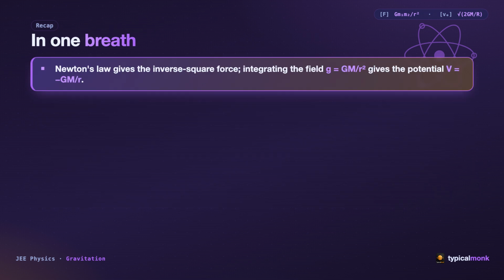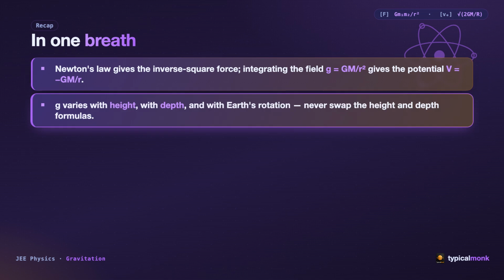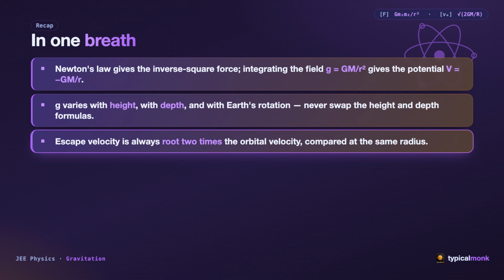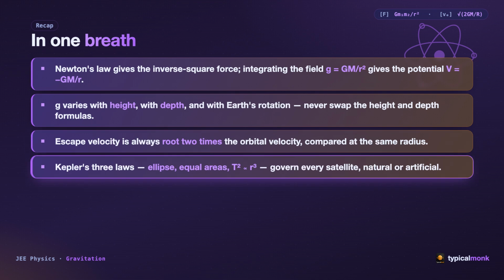Let us gather the whole class in one slow breath. Newton's law gives the inverse square force, and integrating the field it creates gives the potential. Gm over r squared becomes minus GM over r through calculus. G changes with height, with depth, and with the Earth's own rotation, and the height formula and the depth formula must never be swapped. Escape velocity is always root 2 times the orbital velocity, whenever the two are compared at the same radius. Kepler's 3 laws.